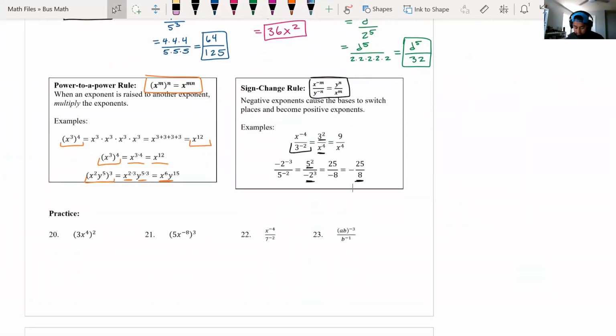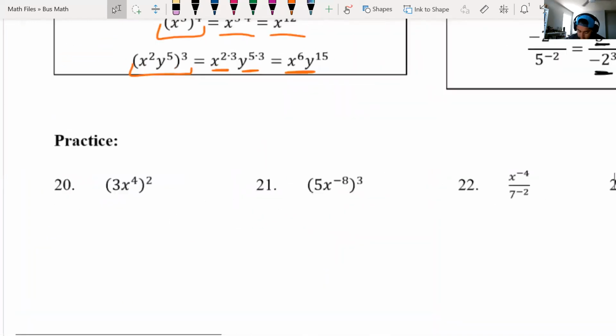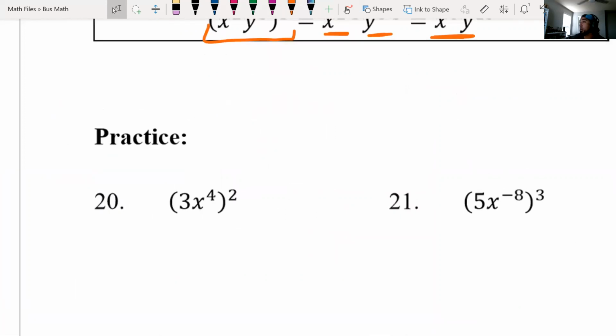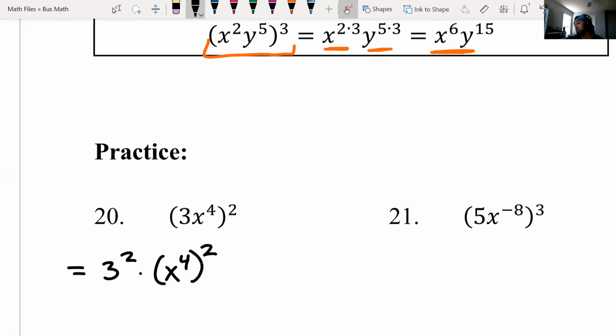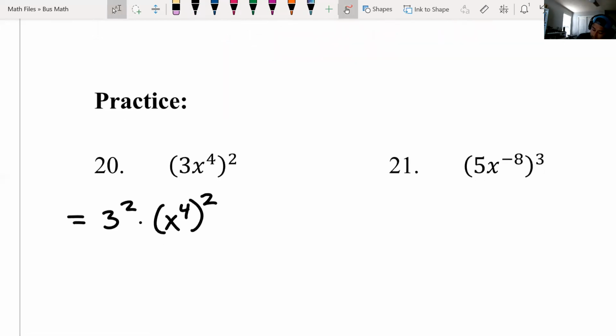So let's try it out. So 20. 3x to the 4th raised to the 2nd. So first thing we're going to do is the product to power rule. So this will become 3 squared times x to the 4th squared. So we're raising everything to the 2nd power. Okay. Well, 3 squared becomes 9. And x to the fourth raised to the second, that's power to a power. So you'll multiply your exponents. So you'll get x to the 4 times 2, which gives me 9x to the 8th.